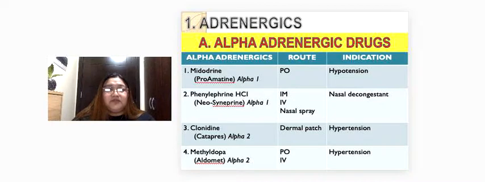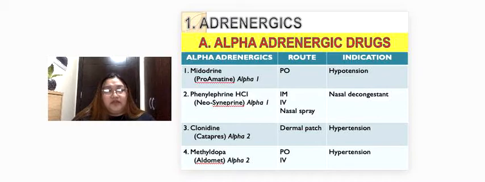Okay? Second is phenylephrine. Alpha 1 din siya, could be IM, IV, or nasal spray. And it is for nasal congestion. Okay, di ba nga sabi natin, vasoconstrictor siya, yung mga alpha 1 receptors. Kaya very good siya pag meron kang baradong ilong. Kasi pag na-constrict yung nasal capillaries, luluwag yung baradong ilong.